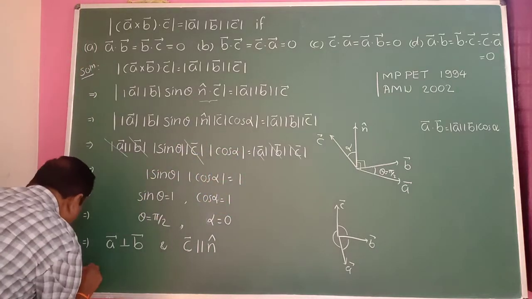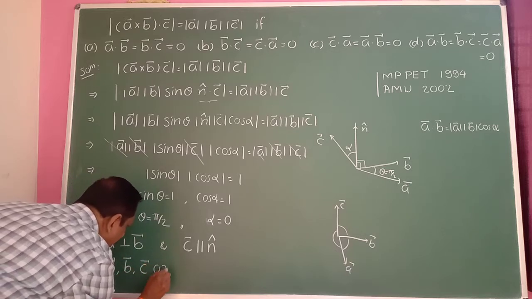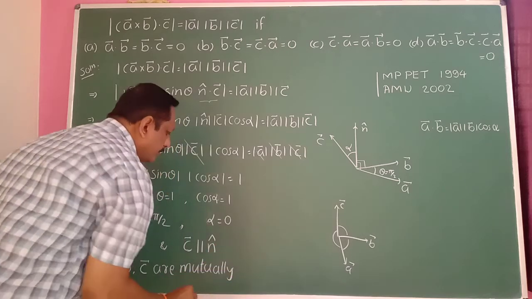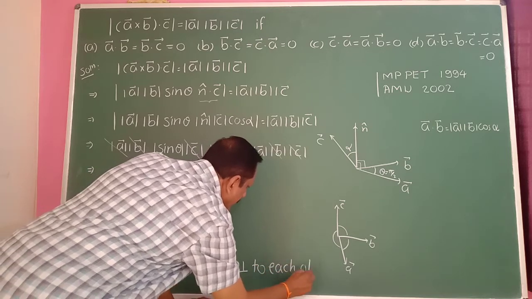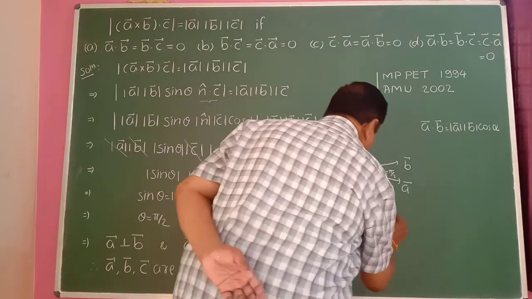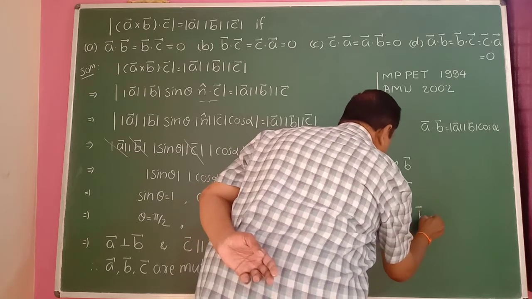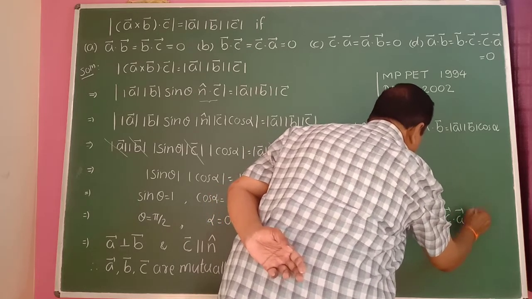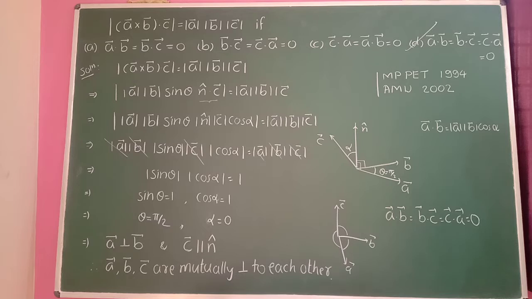Hence, A bar, B bar and C bar are mutually perpendicular to each other. If they are mutually perpendicular to each other, then obviously A bar dot B bar is equal to B bar dot C bar is equal to C bar dot A bar is equal to 0. Hence, D is the correct option. They are mutually perpendicular.